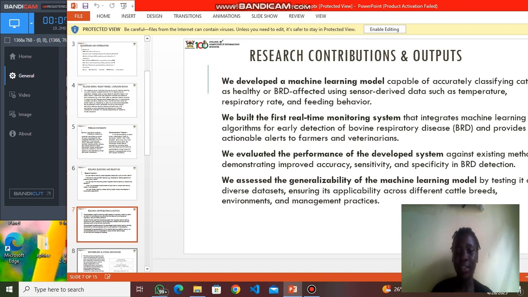We assessed the generalizability of the machine learning model by testing it on diverse data. We used a lot of very large data sets, which helped us assess the general performance of our model, ensuring its applicability across different cattle breeds, environments, and management practices.